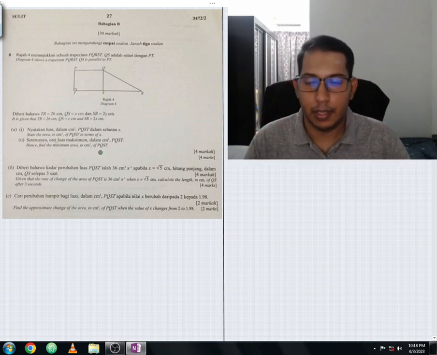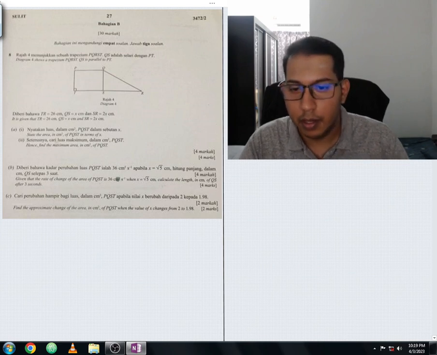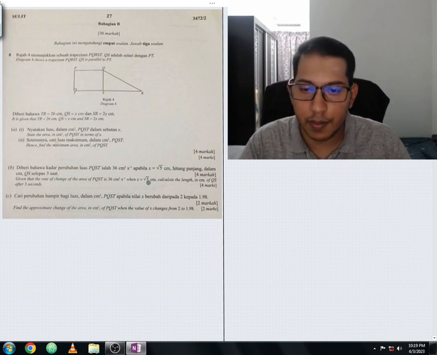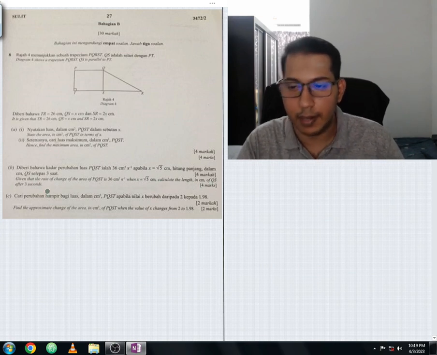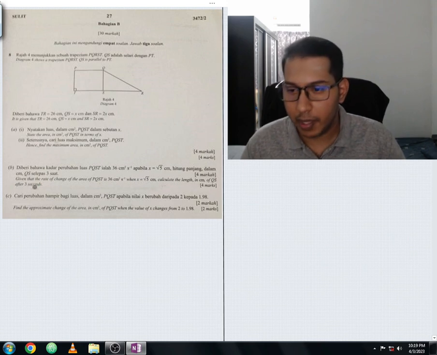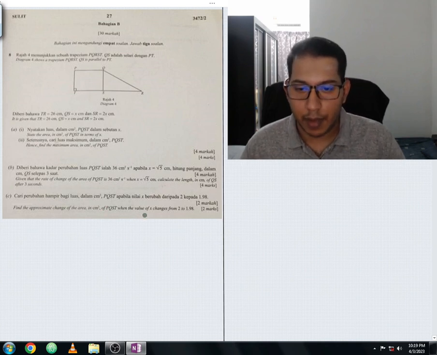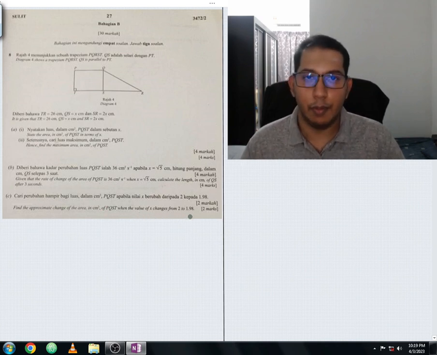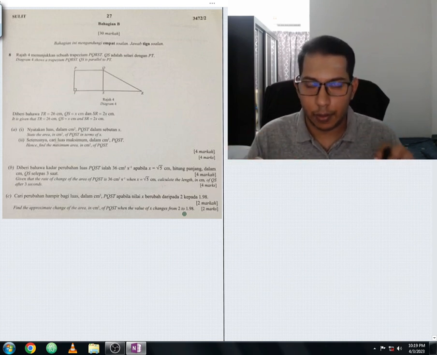So that is for the question part A. For the part B, given that the rate of change of the area of PQST is 36 centimeters square per second when x is equals to 5 centimeter. Calculate the length in centimeter of QS after 3 seconds. Okay, this is for the part B. Okay, for the part C, find the approximate change of the area in centimeters square of PQST when the value of x changes from 2 to 1.98. Okay, so this is the overall question of question number 8.